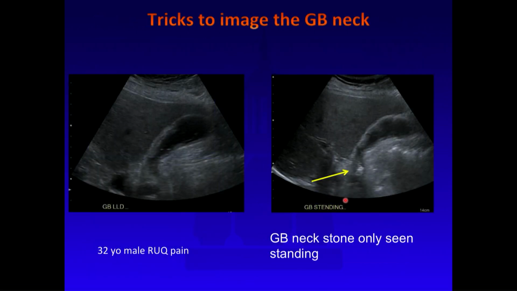Now, some other tricks to image the gallbladder. So you obviously would decubitus the patient. You can put them semi-prone. This particular patient also had right upper quadrant pain. The sonographer said, I don't see any stones. I said, okay, well, just make the patient stand. And he was well enough to stand. And lo and behold, here we see the stone in the neck of the gallbladder. So I'm hoping that this sonographer will remember this trick for next time.